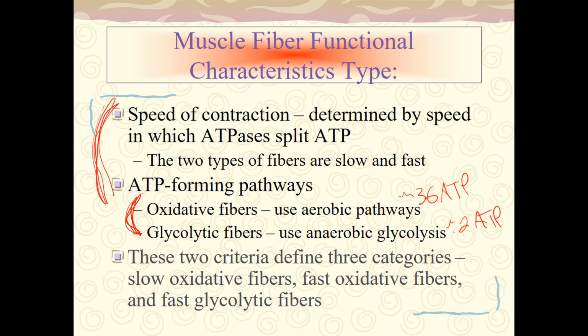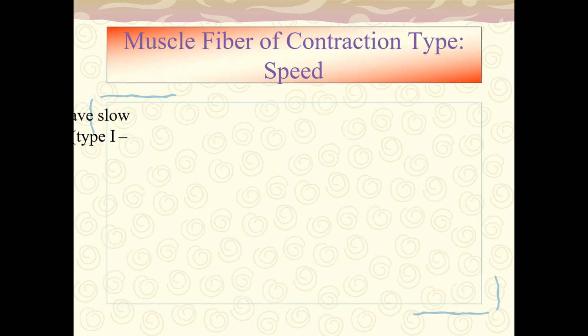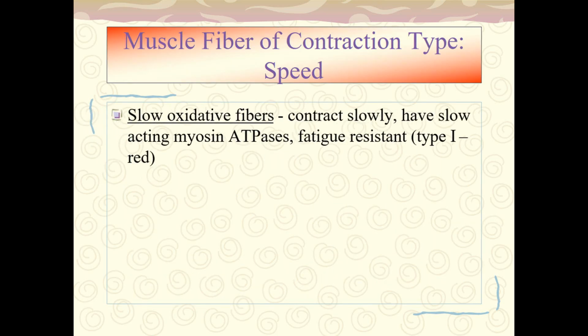And this just talks about the different types of muscle fibers that we see. How much do they make? How quickly do they use it? So, slow oxidative fibers, they contract slowly, have slow ATPases, and they are fatigue resistant. Basically, they go through their ATP slowly, and they make a lot of it. So these guys are going to be fatigue resistant.